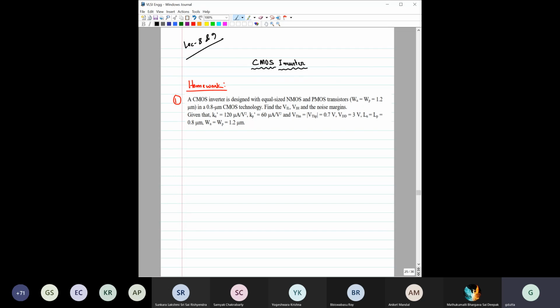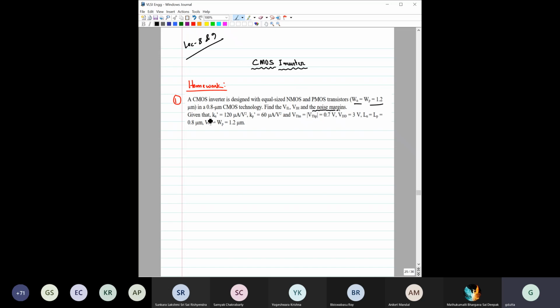So let us start our class today with a homework, which is based on this CMOS inverter only, and you have to find the noise margins. It says that a CMOS inverter is designed with equal size NMOS and PMOS transistors, where the widths are the same, in a 0.8 micrometer CMOS technology. This is basically one technology node, so you can consider as of now that this is close to the gate length.